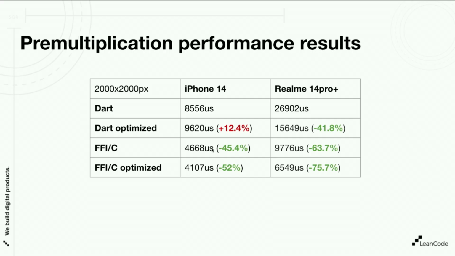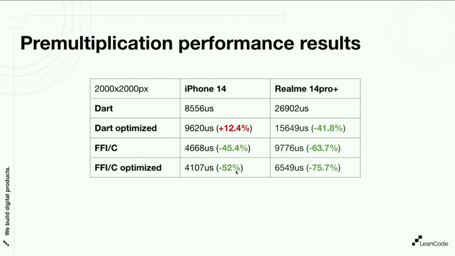And we have comparison with FFI implementation. So by just switching to the FFI, still the unoptimized version of the algorithm, we are gaining 45% better performance, or reducing the time by 45% on Android, and 63% on iOS. This is compared to the original not optimized version here.